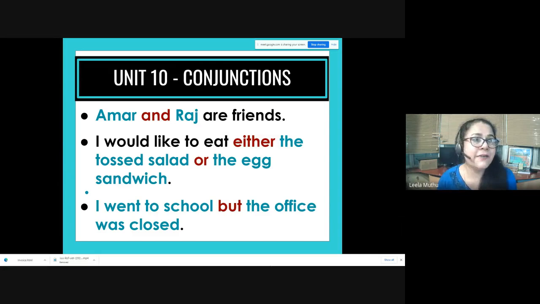What else can I give you as an example? I wanted to go out and play, but it was raining. So the intention is you want to do something, but something happens to stop you from doing it, or something happens to basically be like an obstacle. So but is usually a conjunction that's found in these sort of sentences.